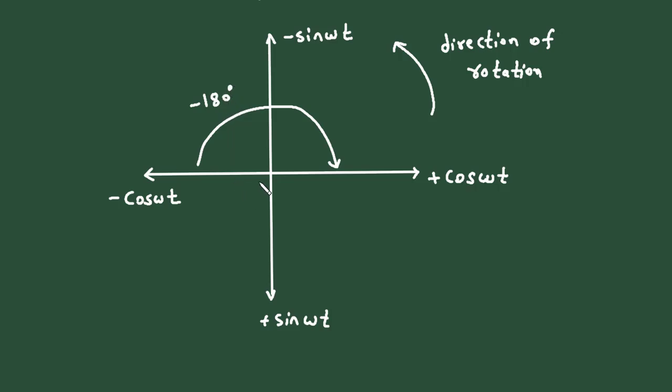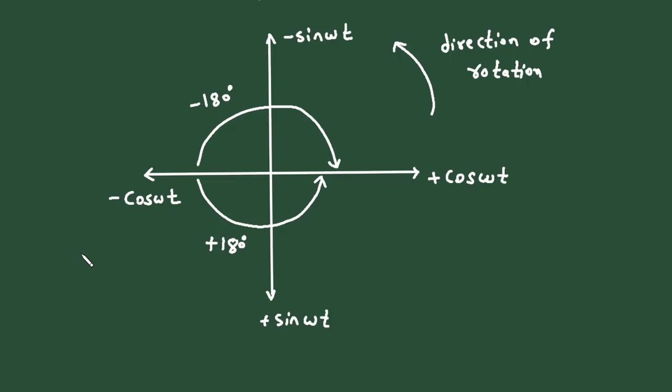Minus 180 degree. Now, we can also go from here to here like this. Now, the direction of rotation is like this, counterclockwise. So this will be positive, that is plus 180 degree. So, we can either add minus 180 degree in this, or we can add plus 180 degree in this to get plus cos omega t.